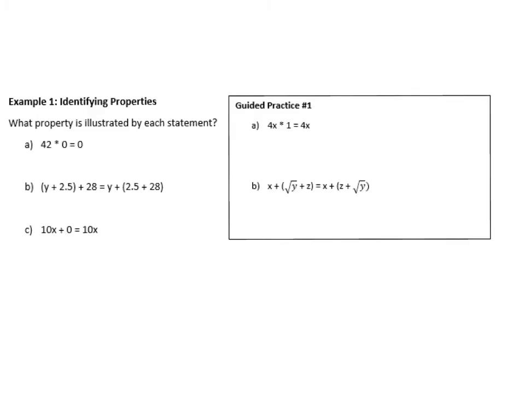Okay, so let's identify those properties again. If you need to, go back to that last slide. I know I didn't stay on it very long, but if you need to, you can always rewind to that last slide and look at those properties again. Okay, so I multiplied by 0. That is going to be the 0 property of multiplication.